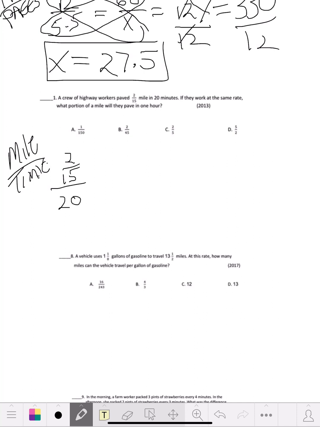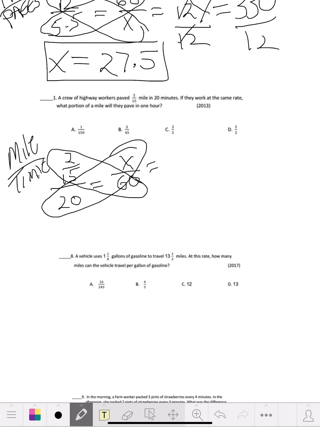This is going to equal x over the time. They want 1 hour. How many minutes in an hour? We're back to the 60. So now we're going to cross multiply, just like this. So we're going to have 2/15 times 60 over 1. You can put anything over 1.